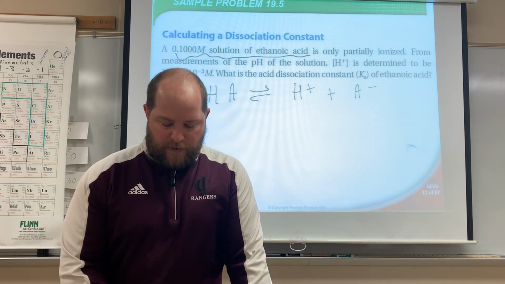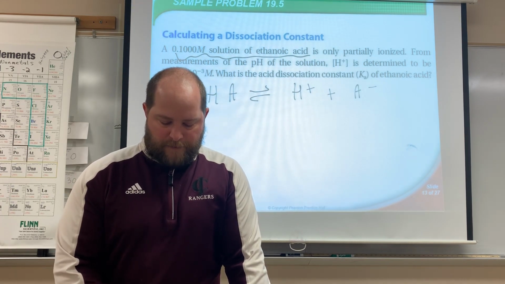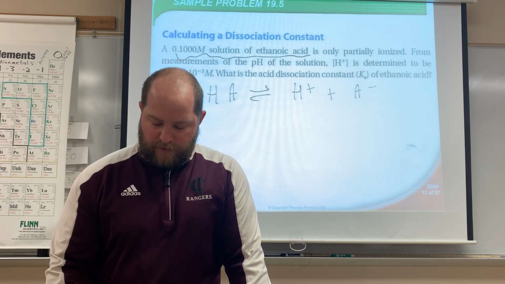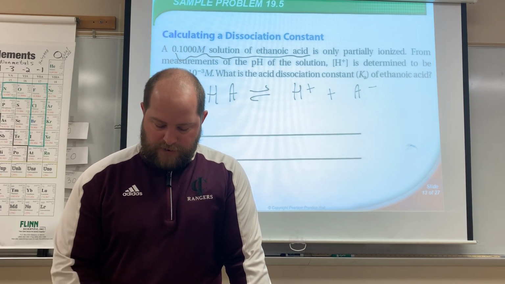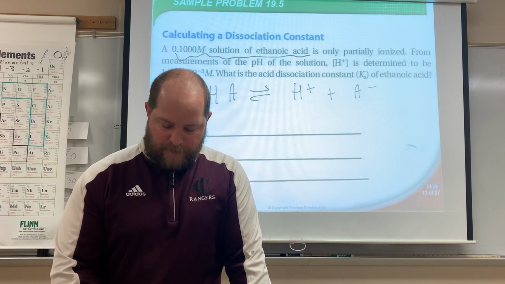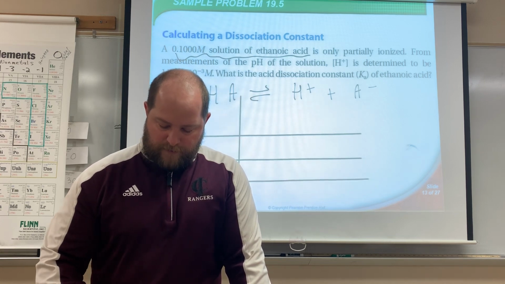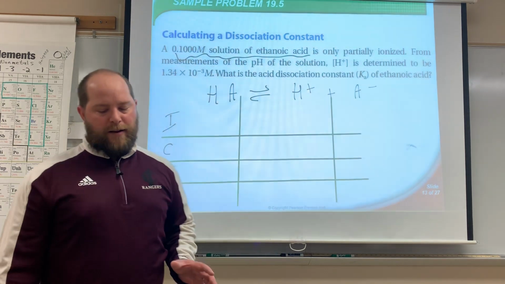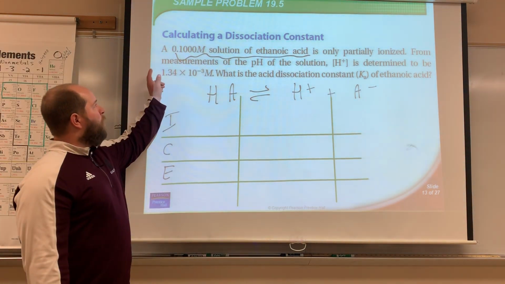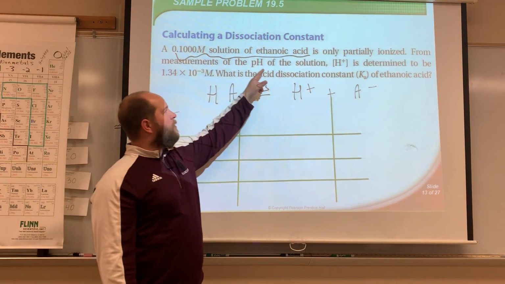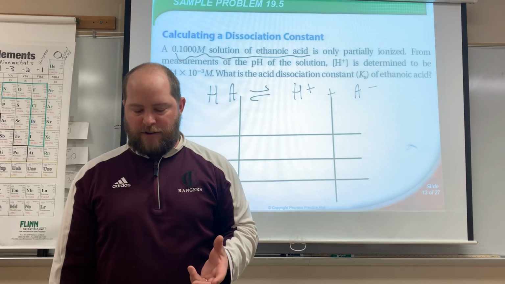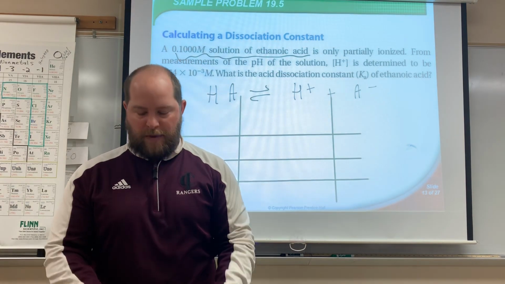And then what I do is I set up my ice table. I go like this. So initial, change, equilibrium. Here we got these right here. Then I read through the problem and I try to think about it. It says a 0.1 molar solution of ethanoic acid. That's got to be the original strength because that's what we made it to be.